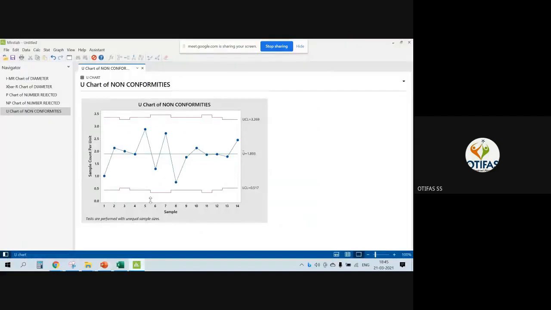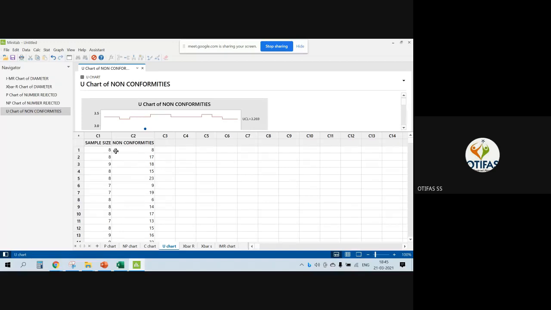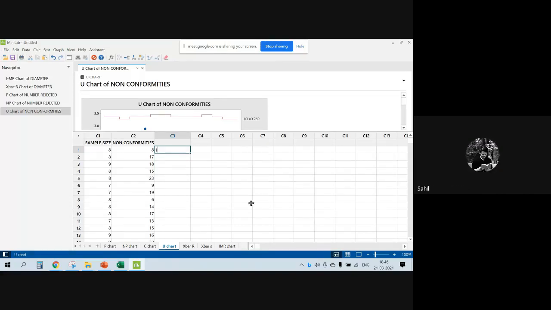See this. You have inspected 8 samples. Out of that, you got 8 defects. So what is the defects per unit? 8 samples inspected and you got 8 defects. Defects per unit is one.